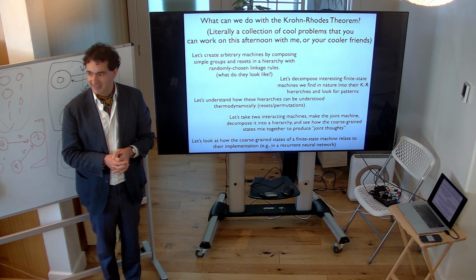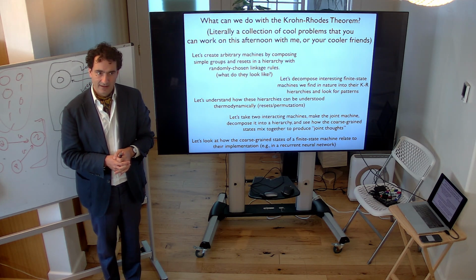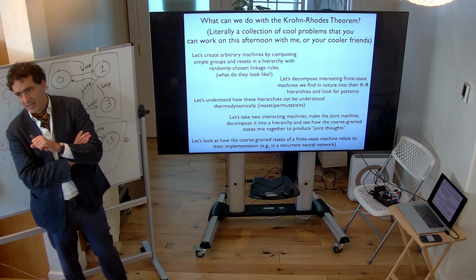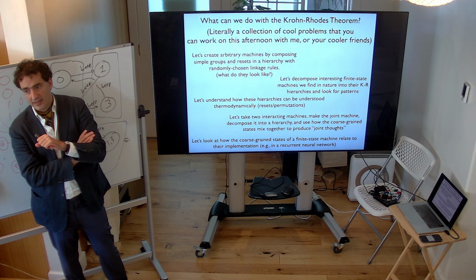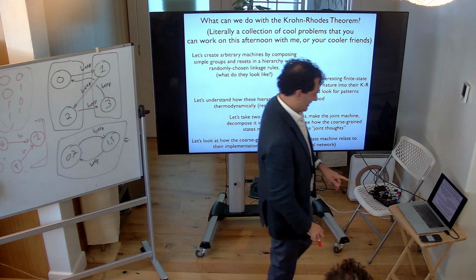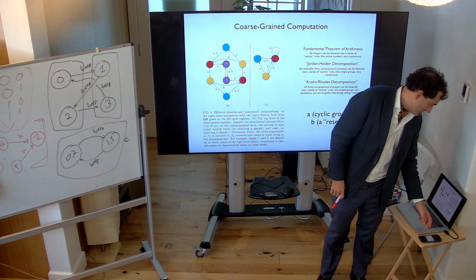Other questions? Yes. So automata, you can describe them by regular languages or regular expressions, or all these different ways. Do you have any idea how I can see the Krohn-Rhodes decomposition in these terms? I don't know. Well, they all kind of look like this, right?